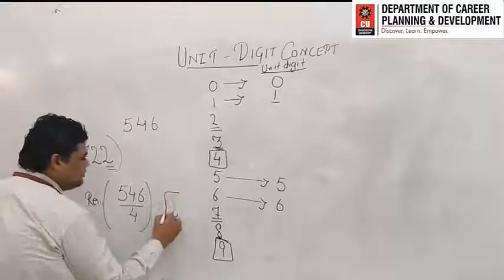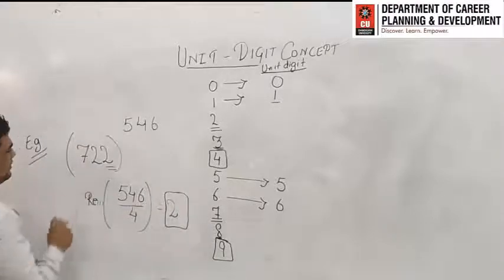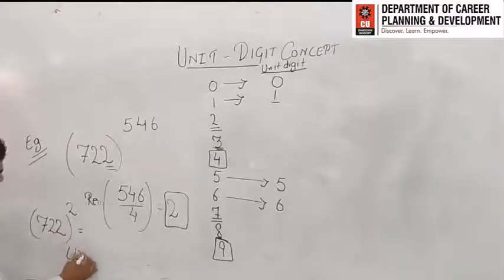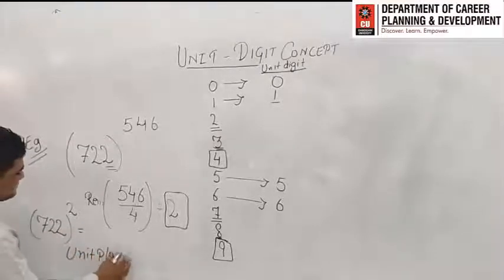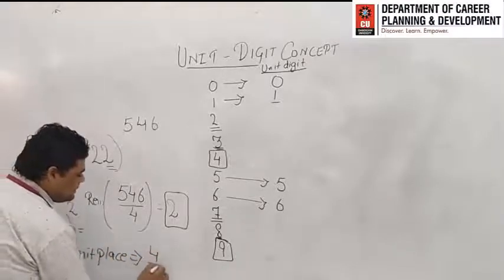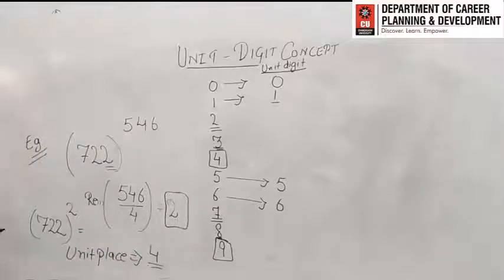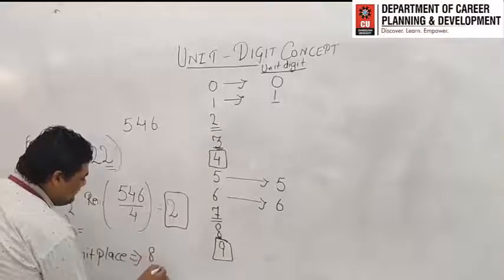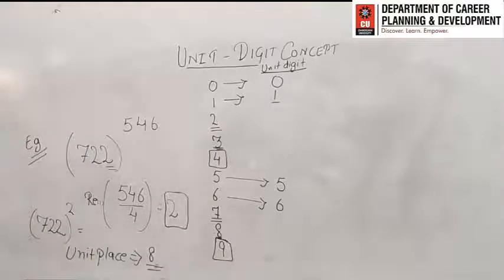Okay. So if the remainder is 2, what will be remaining? 722 raised to the power 2. I just have to check 2 to the power 2. So the unit place value of this number will be 2 to the power 2, which is 4. Okay. So if the remainder is 0, then it will be 2. If the remainder is 1, it will be 4. If the remainder is 2, then it will be 8. And if the remainder is 3, then it will be 6.